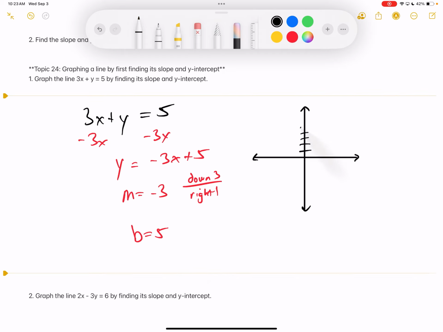1, 2, 3, 4, 5. So I start at 5. I go down 1, 2, 3 to the right 1. So I started at y equals 5, and I went down 3 to the right 1.